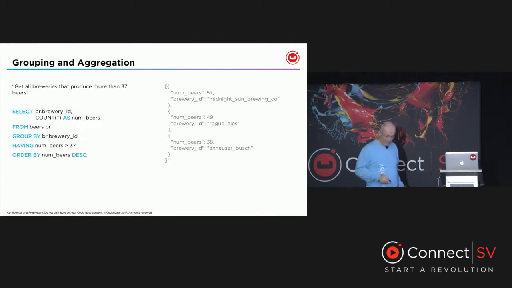Okay, so now the system is called analytics, and so when you do analytics, you probably want to aggregate something. So this is a very simple aggregation query that, again, looks exactly like SQL. It gets all the breweries that produce more than 37 beers, and again, 37 is carefully chosen to make sure that on this data set we have 3 tuples as a result, or 3 objects. You select the brewery ID, you select the count from beers, you group it, you have the having clause to limit the size, and then you order to get a nice result.